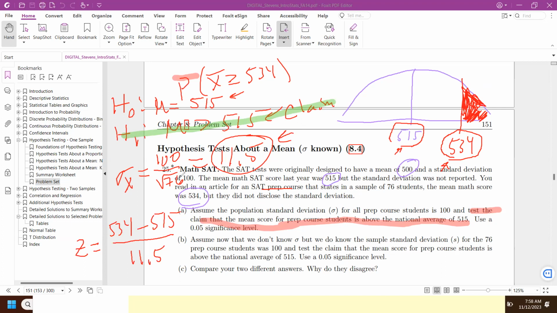Now, what is that? That's going to be 19 divided by 11.5. Let me make sure. It's early in the morning here. 534 minus 515. Yeah, 19. Divided by the 11.5. Okay, so I'm getting a Z-score of about 1.65. Okay, so that's the test statistic.